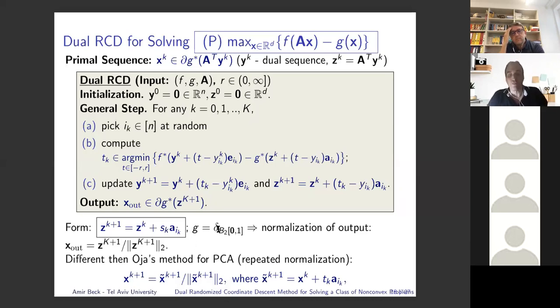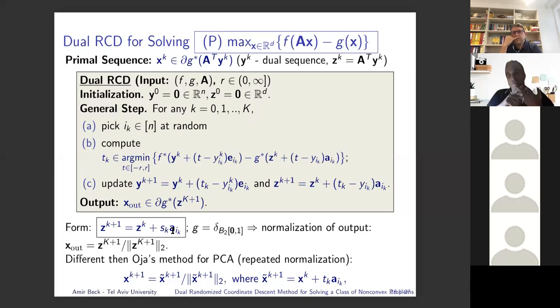Our method is actually a dual method. So these Y's are in the dual space, and also Z are not exactly, but almost in the primal set. We perform these iterates again and again, but we don't do normalization. The normalization comes at the end. This is the first difference.